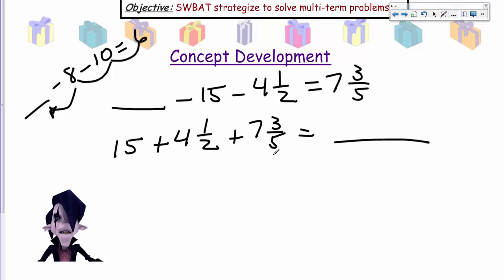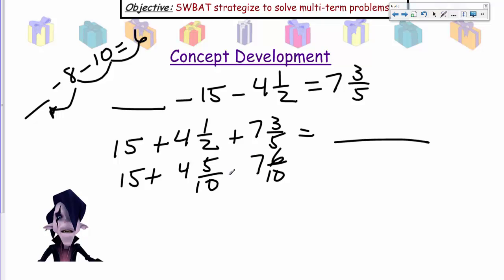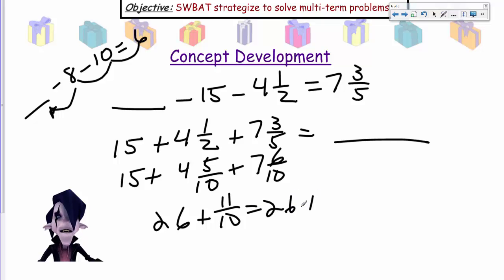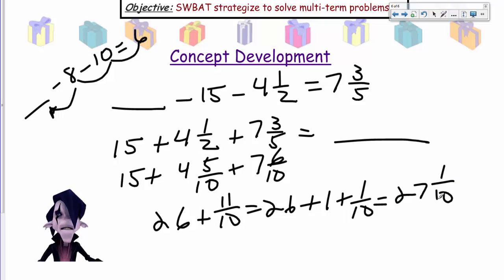I see halves and fifths. I'm going to turn that into tens. So that's easy. 5 over 10, right? Right over here. So we'll put 5 over 10 because that's a half. 3/5. Well, to get to that 10 here, you'd have to multiply by 2, so you're going to do the top, so that's 6 tenths. 19 there, we have what, 26, I believe? 26 plus, and then we're going to add 11 tenths. We still have another whole here, so we have 26 plus 1 tenth, which of course is going to equal 27 and 1 tenth.